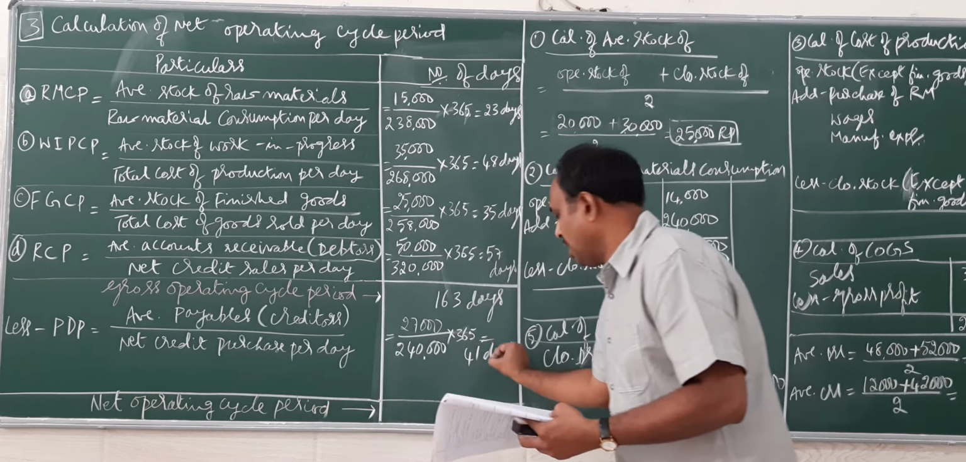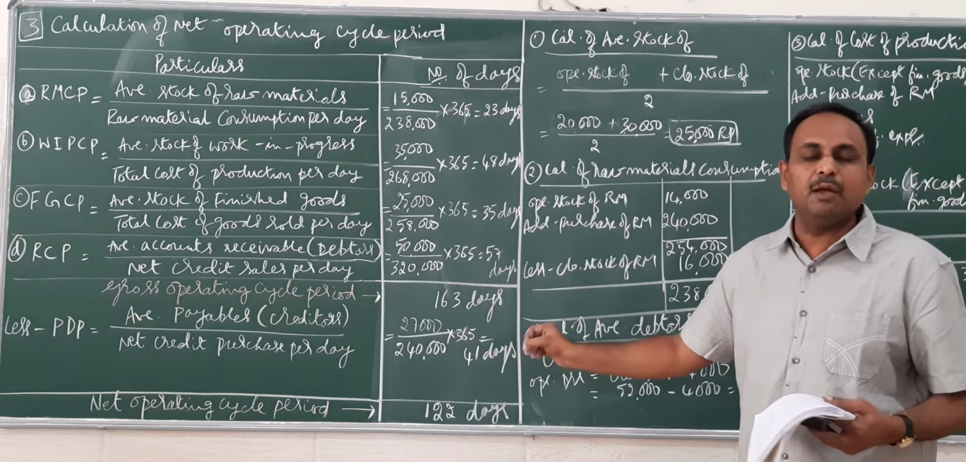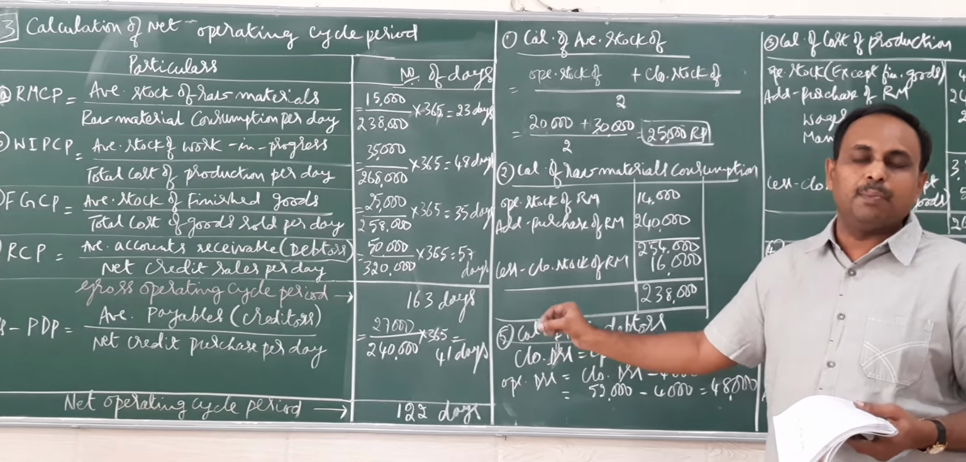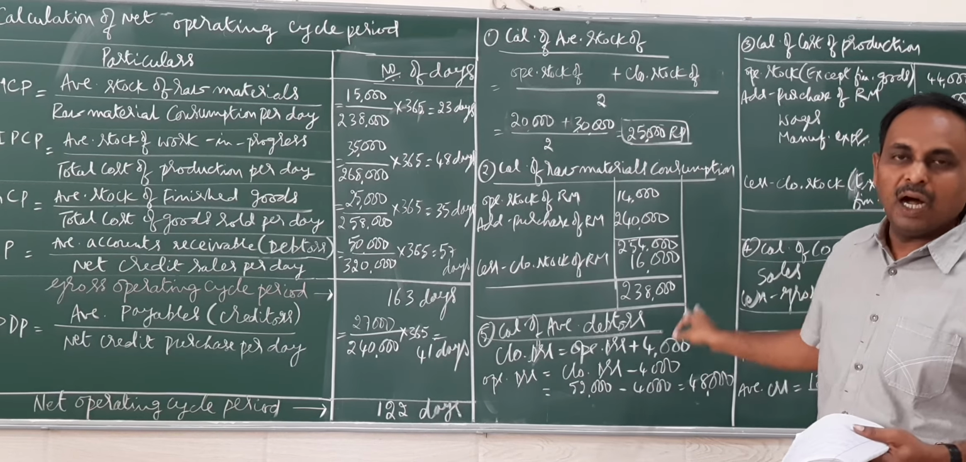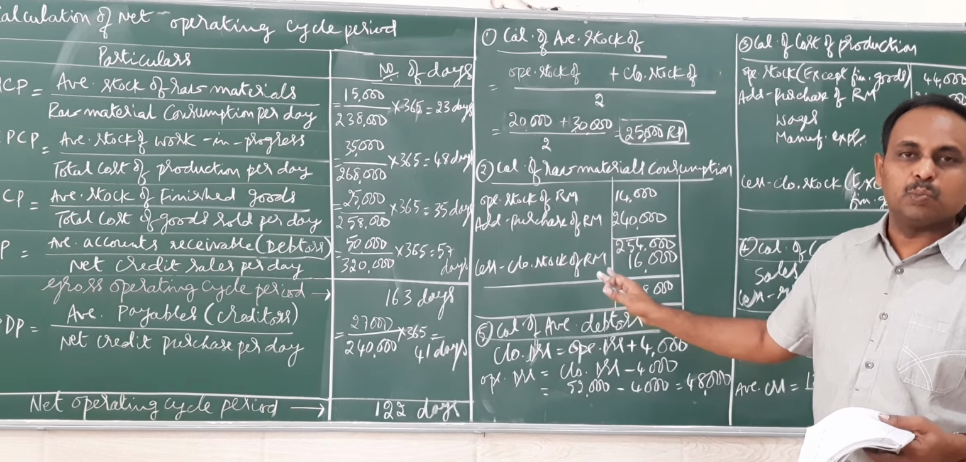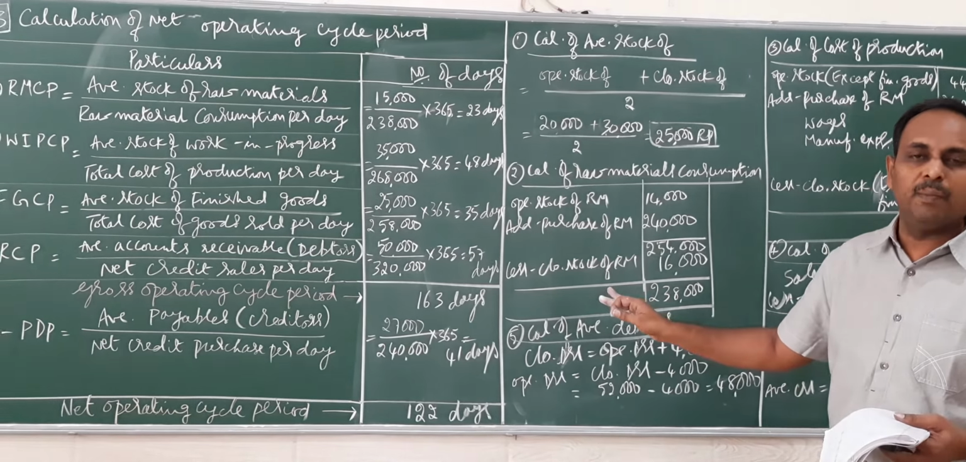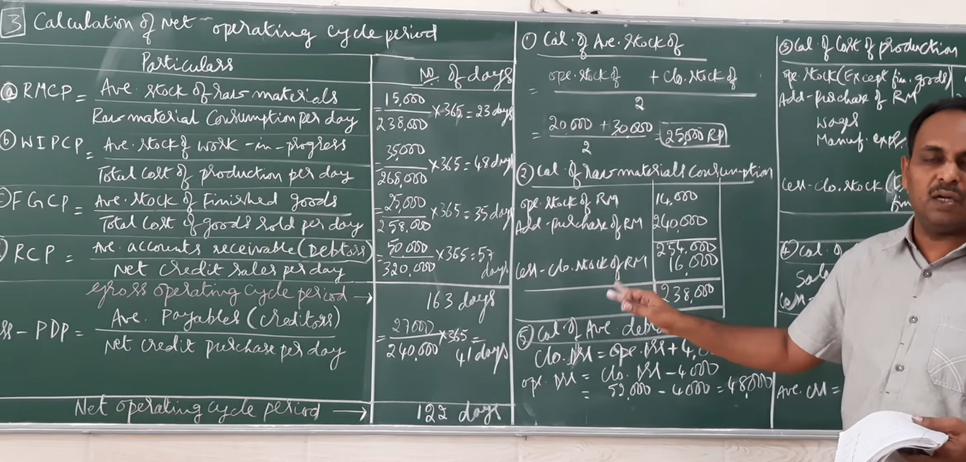So 163 minus 41 is 122 days, which is the net operating cycle period. So this is going to complete problem number 3. Please look into the adjustments, how to calculate. This is more important, wherein all the information is not available which we are supposed to calculate.